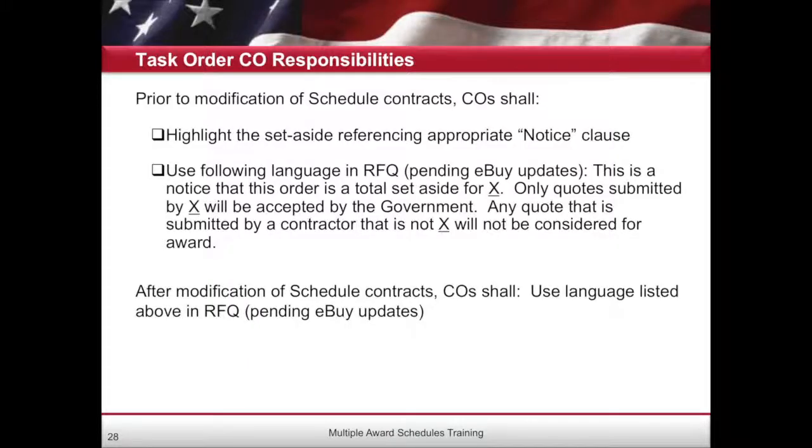The other thing we give guidance on is, we say you should include these appropriate clauses, and then we also give some sample language in the RFQ that just lets people know that this is a set-aside task order and that this competition is being restricted to small business or a subcategory of socioeconomic, like service disabled businesses. So we suggest you use this language. As I said, recently we updated eBuy to include some functionality that you can click that will allow only small businesses or a subset of small businesses to view the RFQ, so take advantage of that as well.